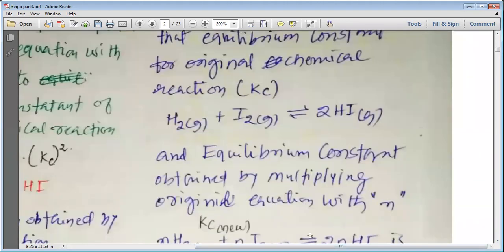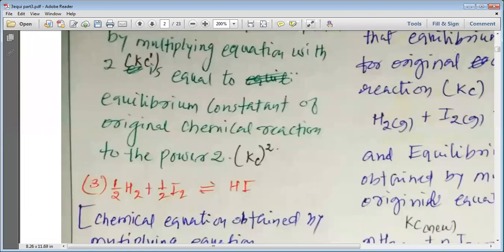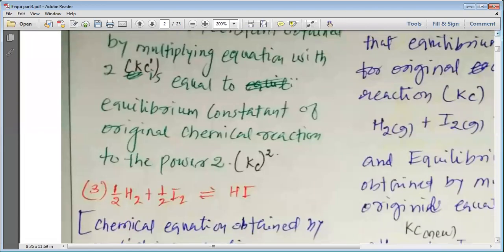Now, instead of multiplying it with 2, my dear students, let us multiply the reactions with some other number.